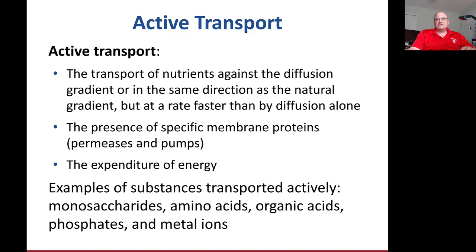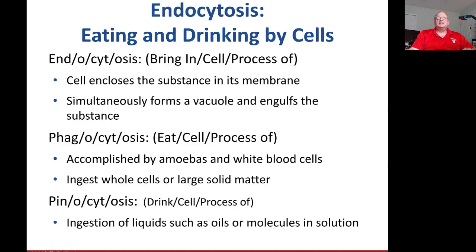So active transport is a transport of nutrients against the diffusion gradient, or in the same direction as the natural gradient, but at a much faster rate. The presence of specific membrane proteins, permeases and pumps, facilitate and react to the presence of ATP, chemical bond energy in the form of that phosphate bond. Pretty straightforward.